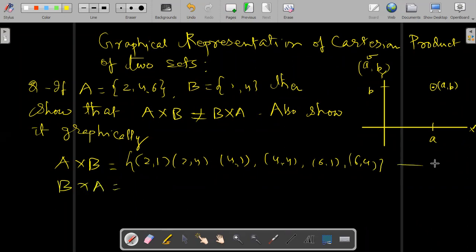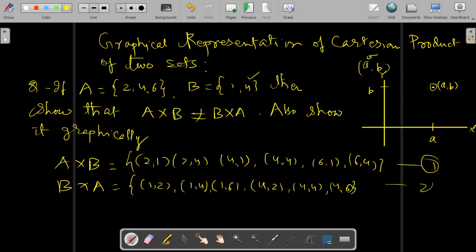Then find B cross A. B cross A. So first we will take (1,2), then (1,4), then (1,6), and then we will take 4 as the first element. So (4,2), (4,4), and (4,6). This is equation number 2.